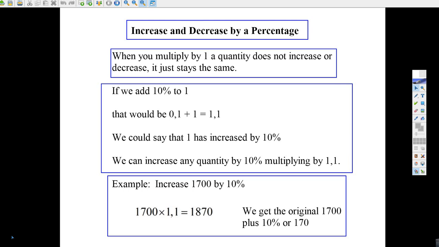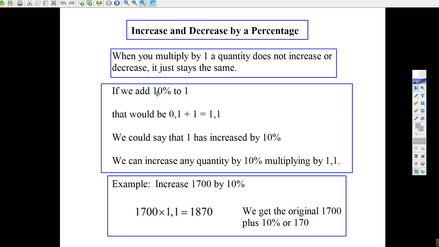I'm going to look at something that comes up a whole lot in all sorts of different situations where you have to know about how to increase and decrease by a percentage. Now, when you multiply by 1, there's a property of multiplying by 1. The quantity doesn't change. If you multiply something by 1, it just stays the same. It's just itself. What if we added 10% to 1?